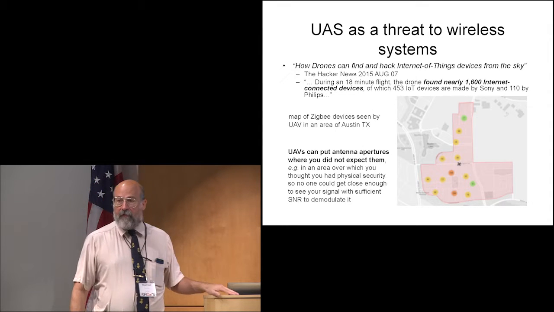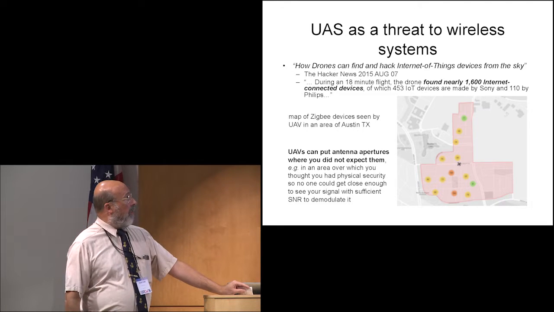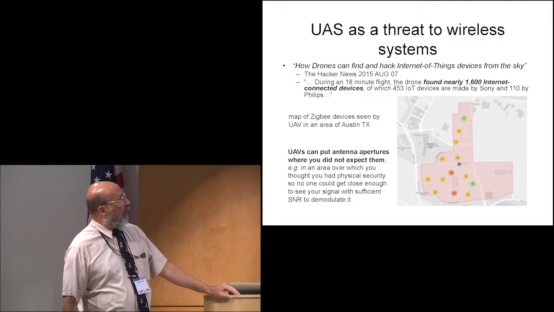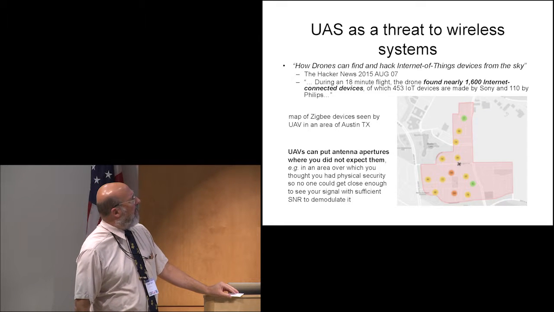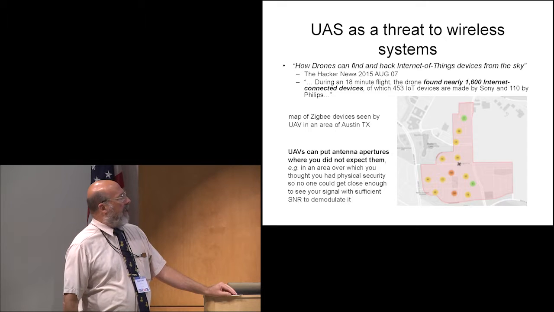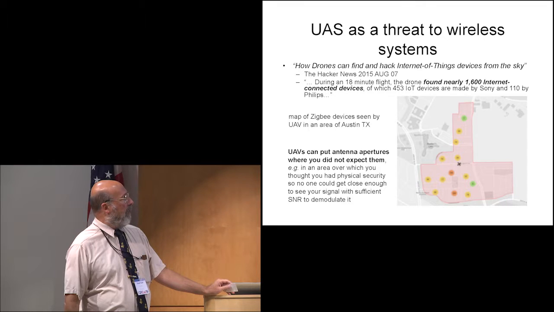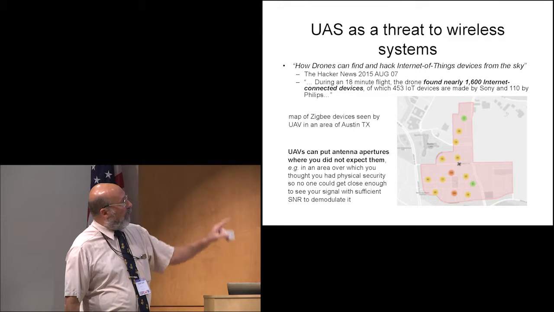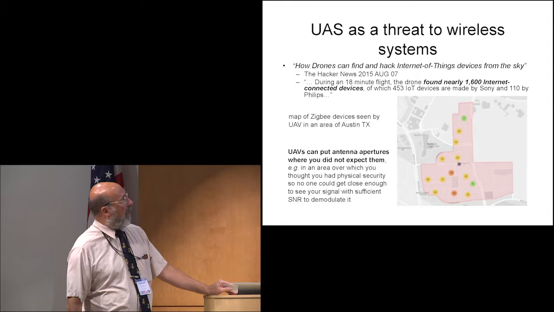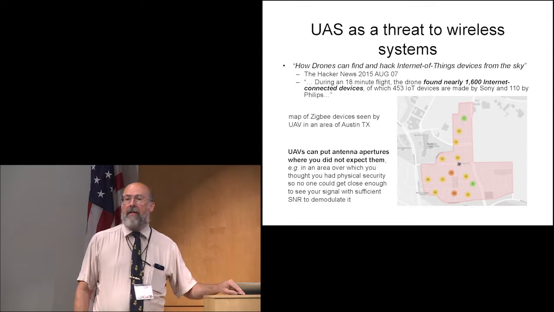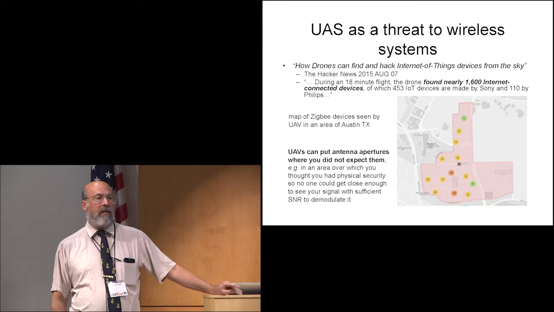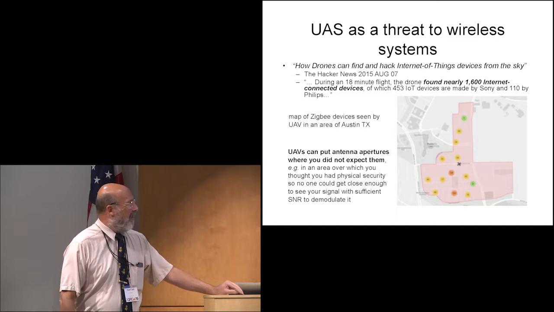So here's one of my FUD slides: fear, uncertainty, and doubt. UASs present a threat to wireless systems. This is some work that was done a little over a year ago and presented, I think at DEF CON, can't remember. In a merely 18-minute flight, just flying around over one neighborhood in Austin, Texas, they found over 1,600 wireless internet-connected devices, and most of them either did not have any security built into the design to limit access to the device, or they did have security built into the design, but the owner had never turned it on.